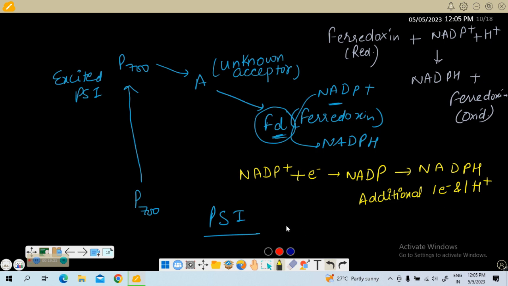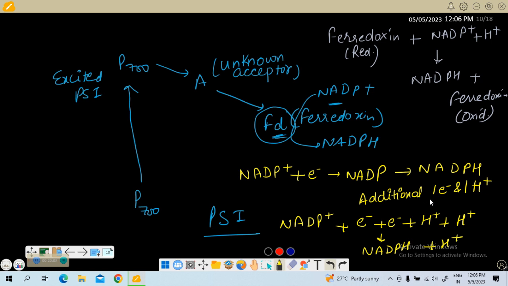Right, so this equation will be NADP positive plus electron, a single electron to remove this positive sign, a single electron to make it NADP, then another electron, then H positive plus H positive. This comes out to be NADPH plus H positive.